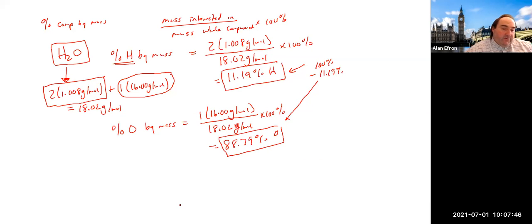So a lot of times when we do percent composition, our empirical formulas, molecular formulas, we deal with percent composition by mass, and basically we just take the mass of whatever element we're dealing with, and we divide by the mass of the entire thing times 100. Any questions on that there? Okay.